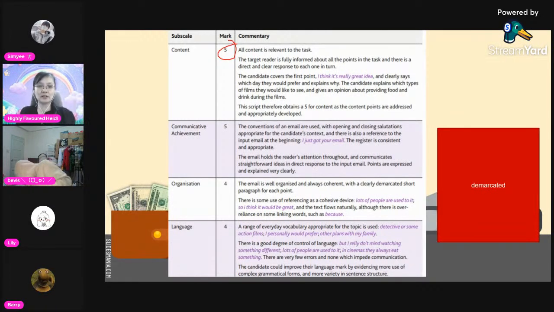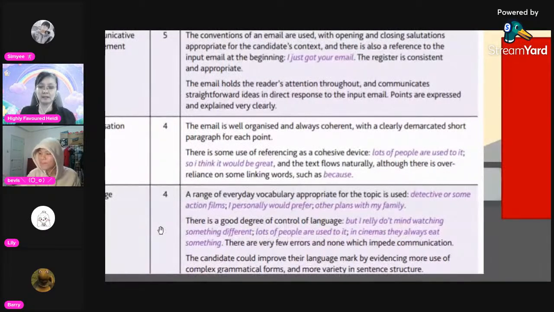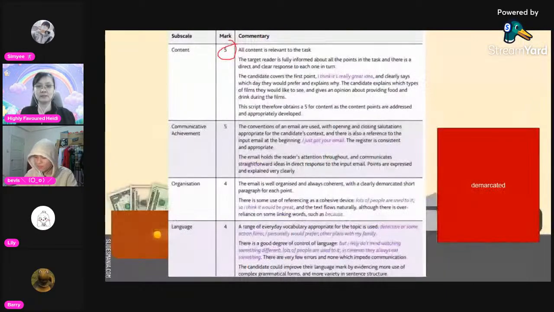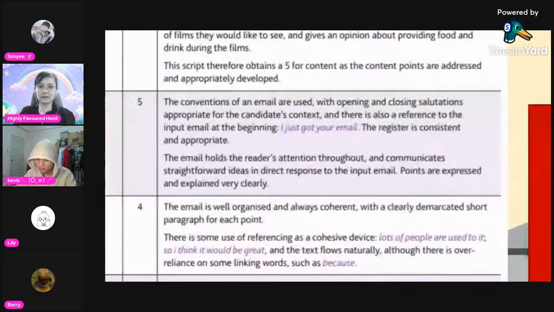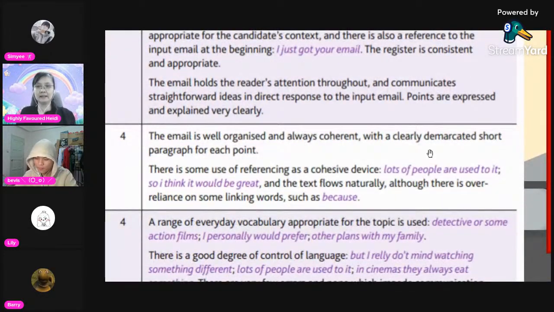So to see the one that commented, let me make it bigger. For this one, I just want to focus on organization. See, the email is well organized and always coherent, and has clearly demarcated short paragraphs for each point, like what I said: one point, one paragraph. It's like one sentence, one sentence. It should be, I think, maybe combine two into one.